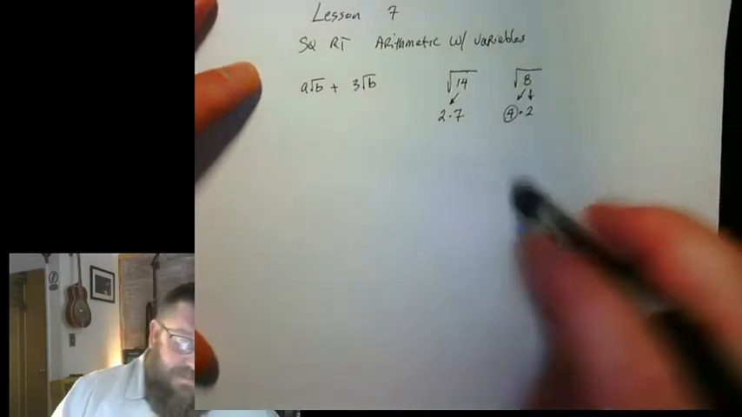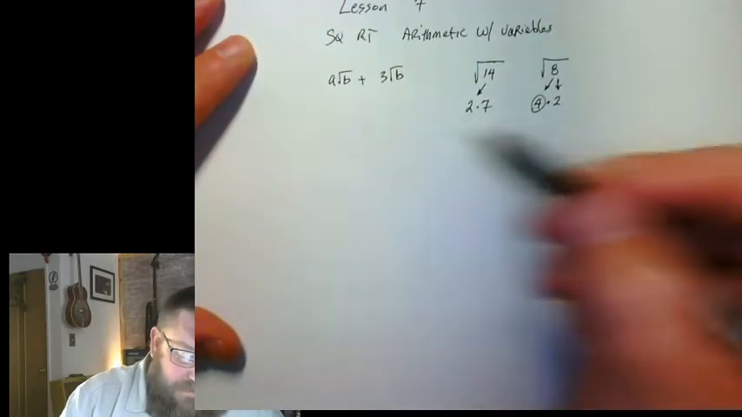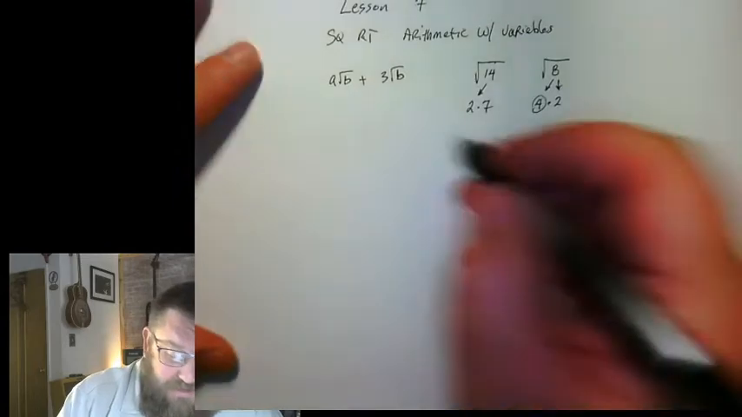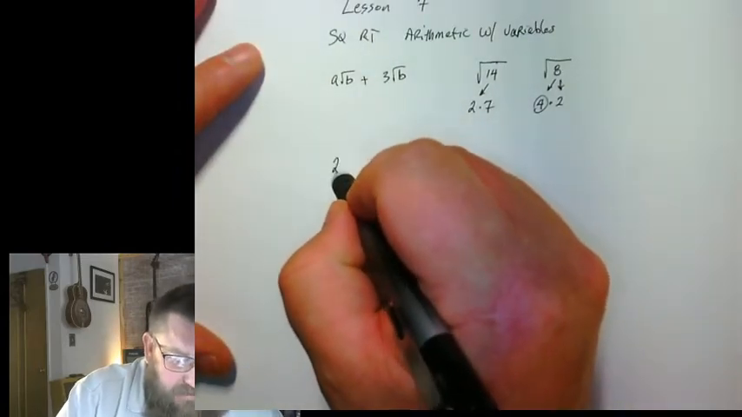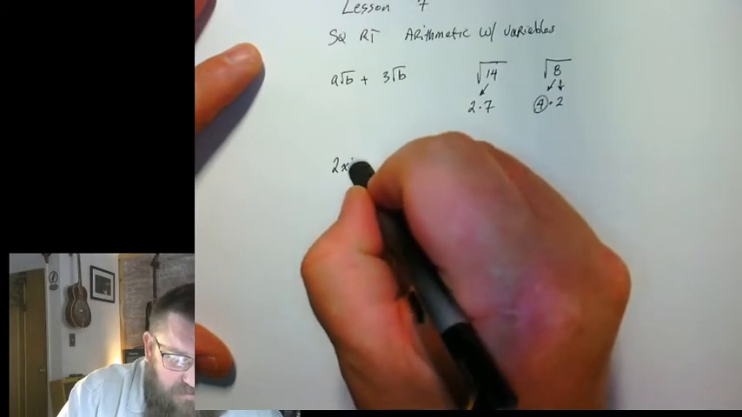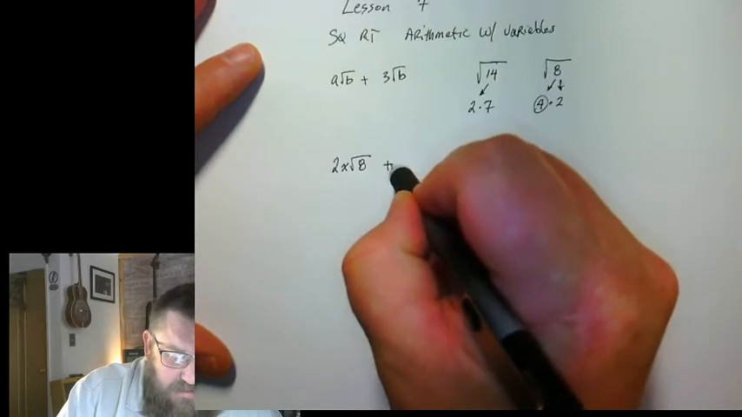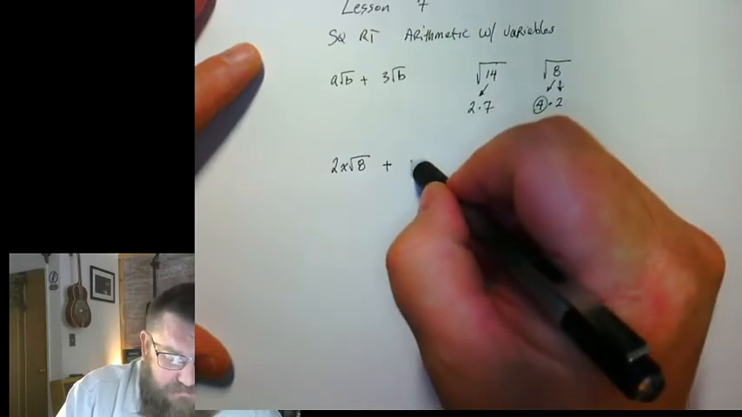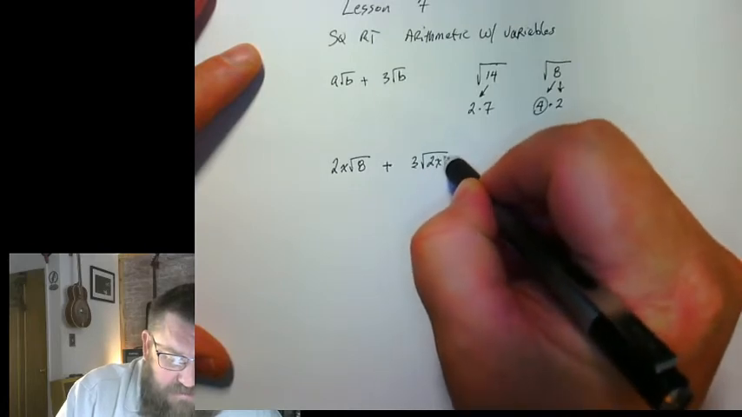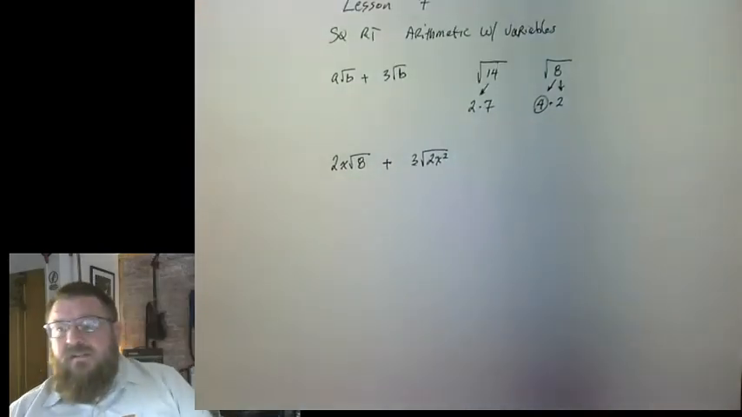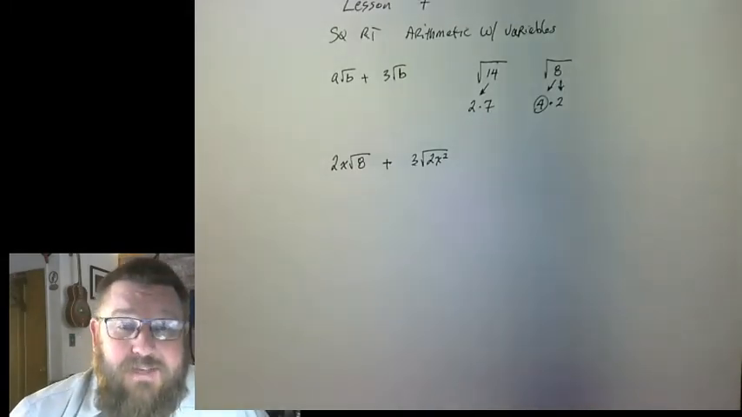So that's what we learned. Now let's apply that to some situations with some variables. Let's say we had something like 2x times the square root of, well, let's use 8 again. And then let's say we were going to add that to 3 times the square root of 2x squared.